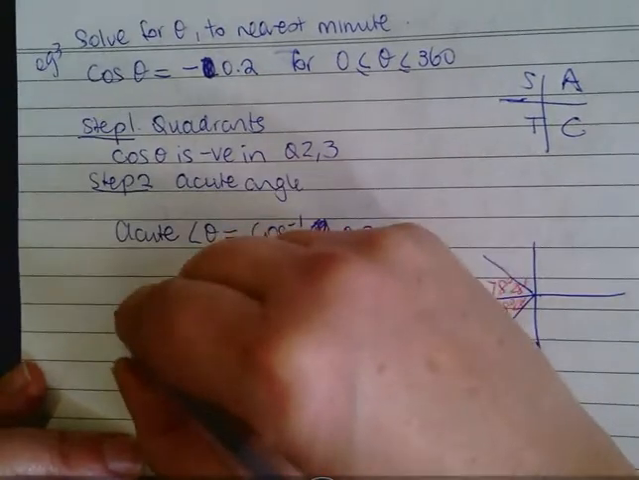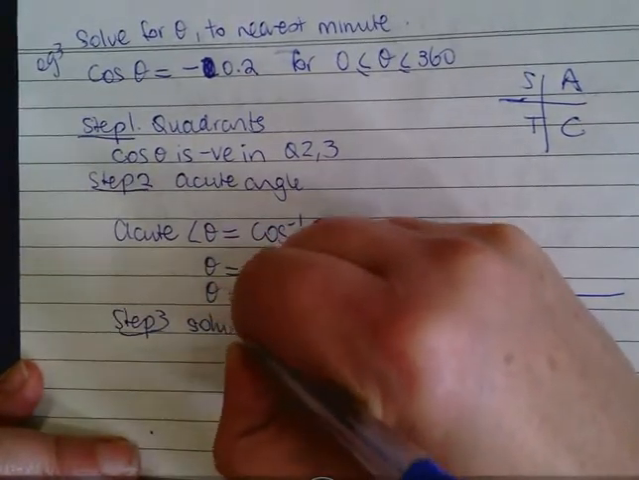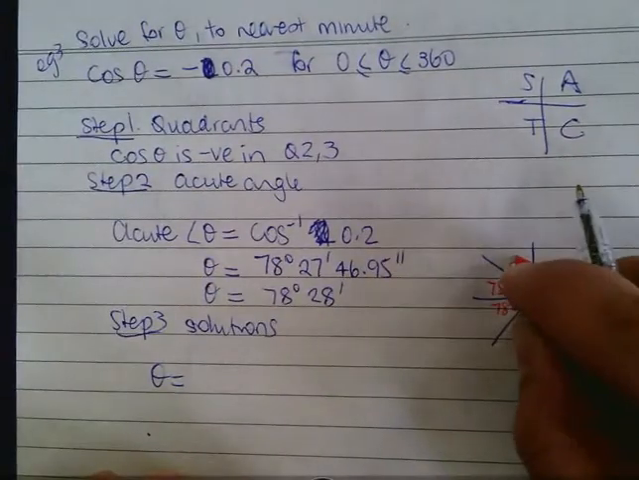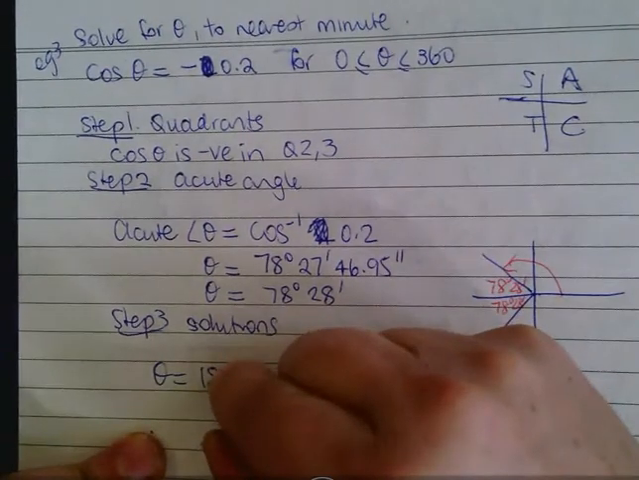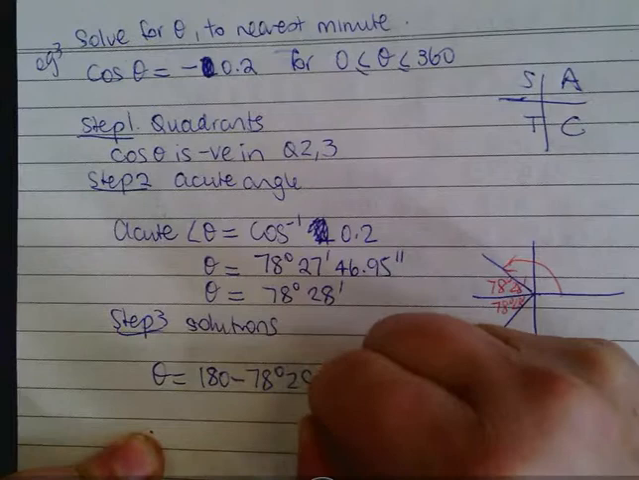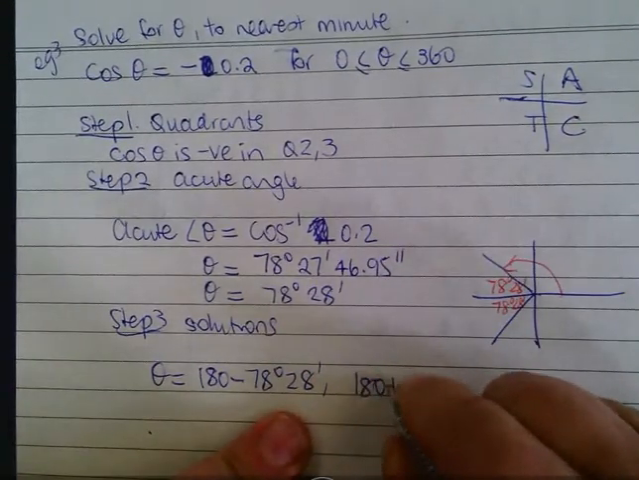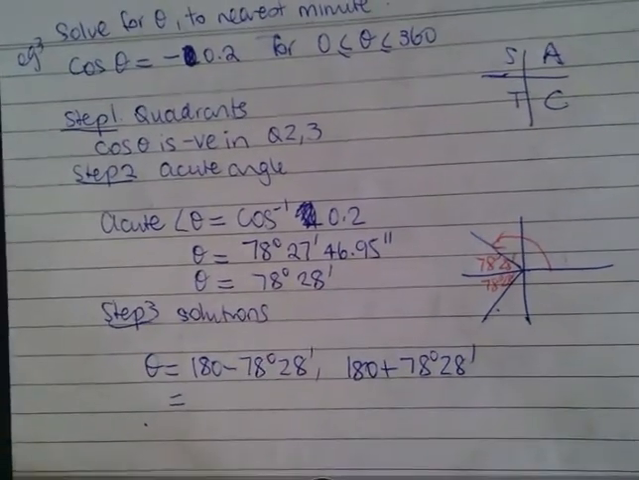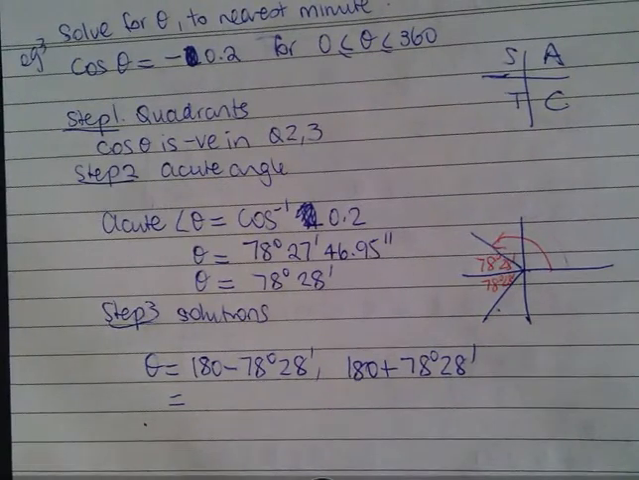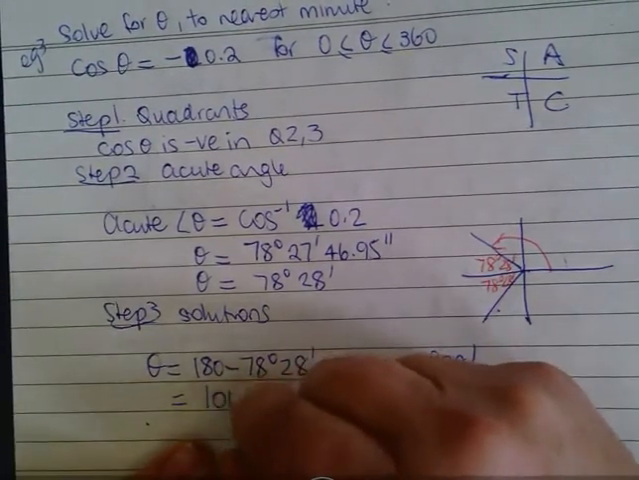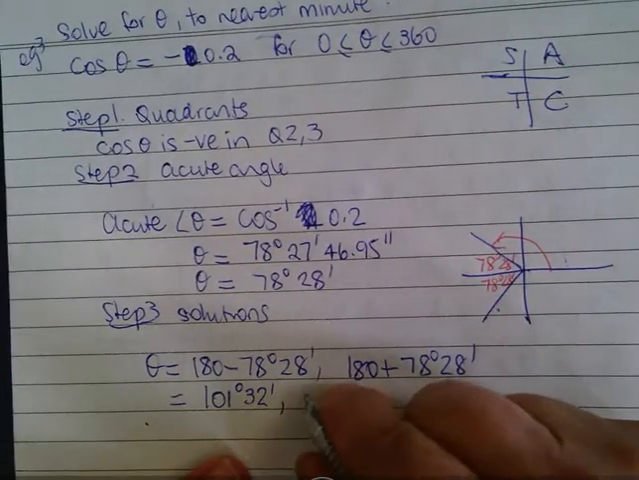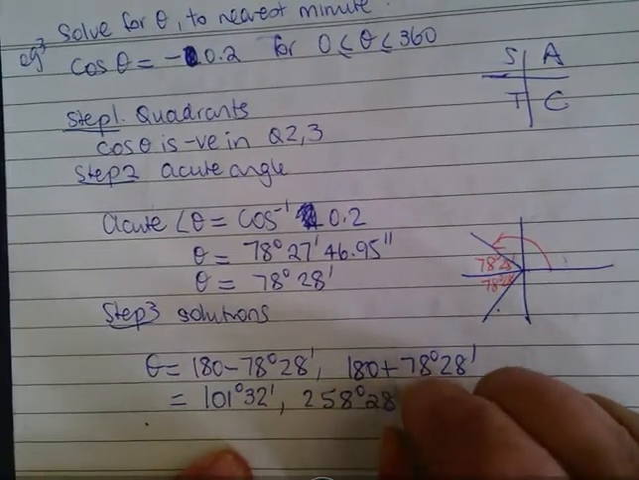So what are my solutions? Step 3 is my solutions and drawing it. So theta is, I've got 2 solutions. See, you can see what you need to do. What's the first one? Isn't it going to be 180 minus that? And what's the other one going to be? 180 plus that. You know how to do it? 180 minus 78 DMS, 28 DMS equals, I think we're going to get 101 degrees and 32 minutes. Can you check it? And don't we get 258 degrees, 28 minutes?